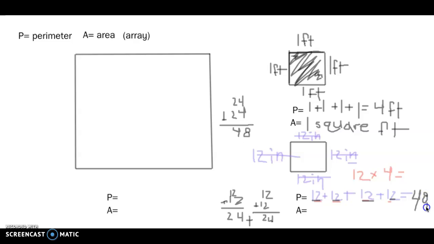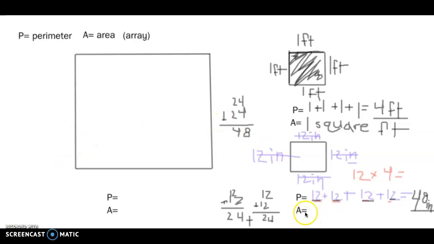Make sure you put your label of 48 inches. Sorry, I'm squeezing it in the side. IN for inches, 48 inches. 48 inches is equal to 4 feet because these are the same exact squares. That's just 2 different ways to measure, 4 feet or 48 inches.